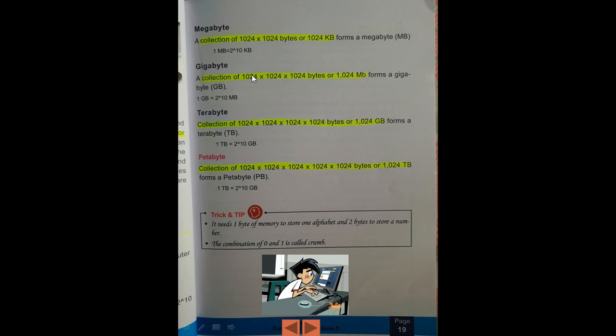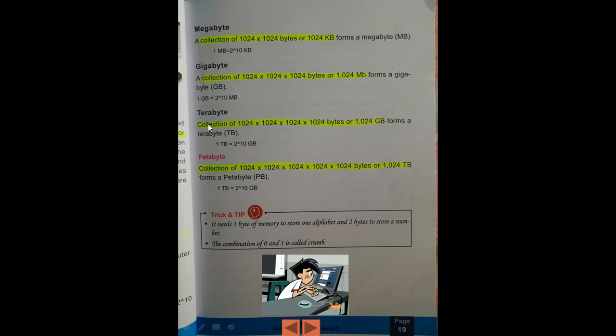Gigabyte, it is 1024 times 1024 times 1024 bytes, or you can just simply mention 1024 MB forms a gigabyte. 1 GB is equal to 2 power 10 MB.